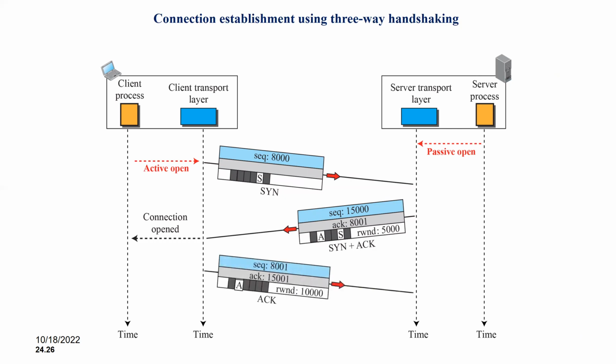Once the connection is open, it replies with the sequence number updated and the acknowledgement 15,001. The acknowledgement is received. Now the connection is established. The connection is open between the client as well as the server. This is your 3-way handshake. So first synchronization, then synchronization plus acknowledgement, then the acknowledgement.